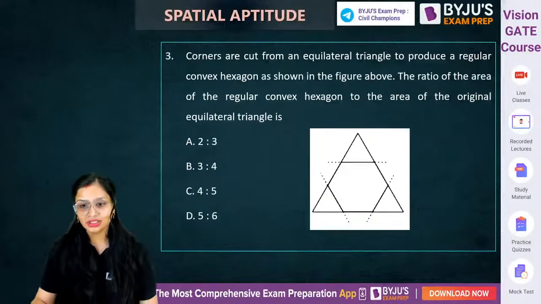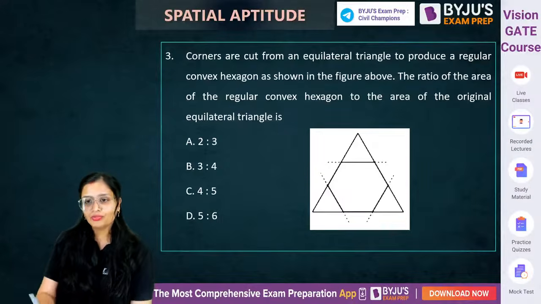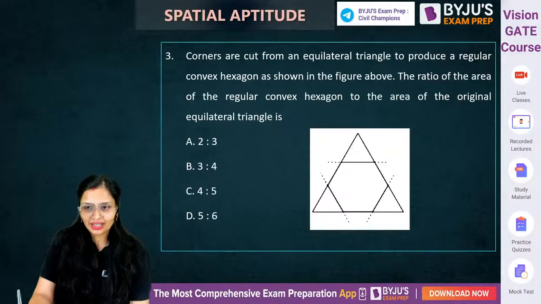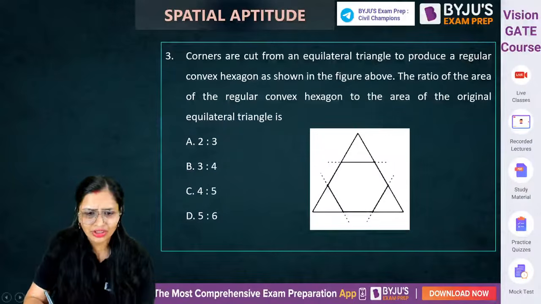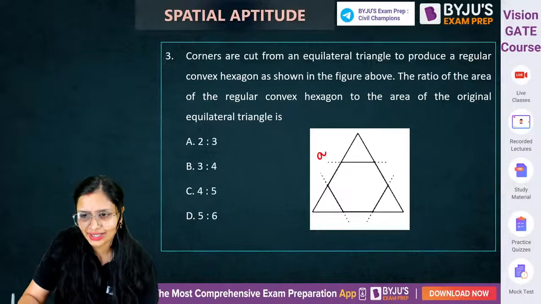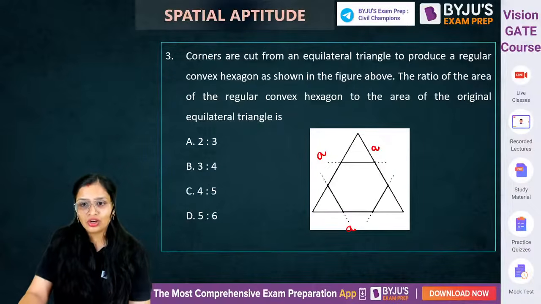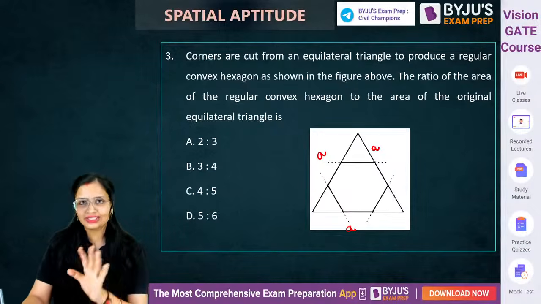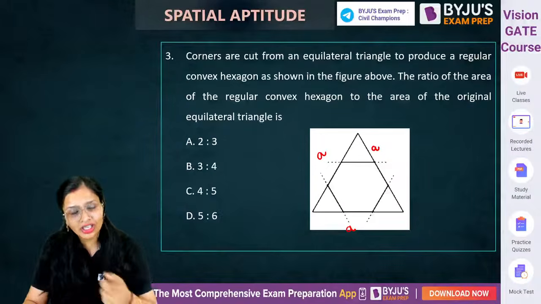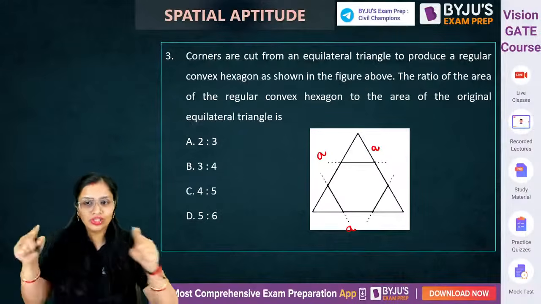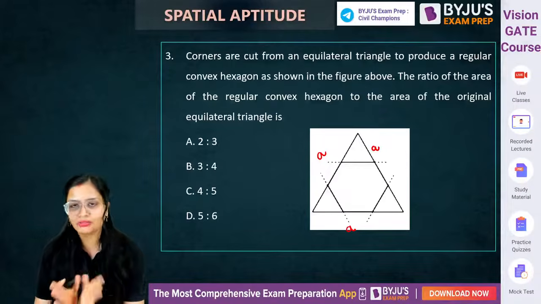Okay, now this one, you have to apply your brain again. What it is telling you: corners are cut from an equilateral triangle. So this is an equilateral triangle. You can take the sides as a, that's your wish. Now it is cut to produce a convex hexagon. A hexagon has 6 sides, a heptagon has 7 sides. So the ratio of the area of the regular convex hexagon to the area of the original equilateral triangle. The area of an equilateral triangle, you might know, is root 3 by 4 a square.